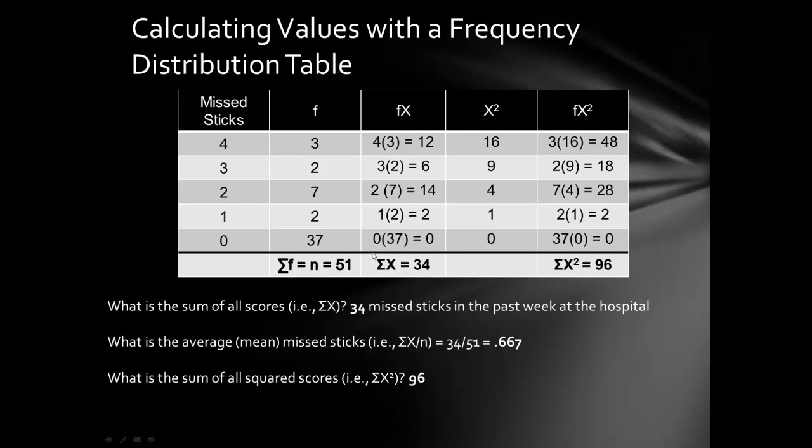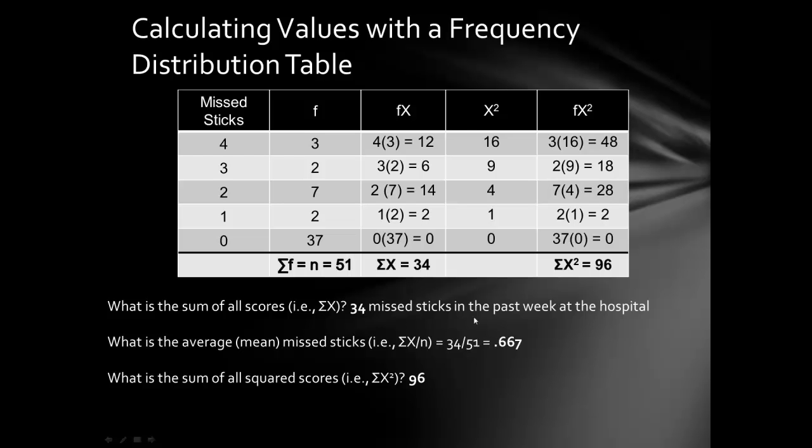And sometimes you won't have access to the raw data. You'll just have this and you'll need to do some calculations, so it's important that you understand that. Again, you take X times F all the way across and add that together. See, there's where fX comes into play, F times X. Then you can add those together to see how many total missed sticks, or whatever variable you're looking at, are in the data set.